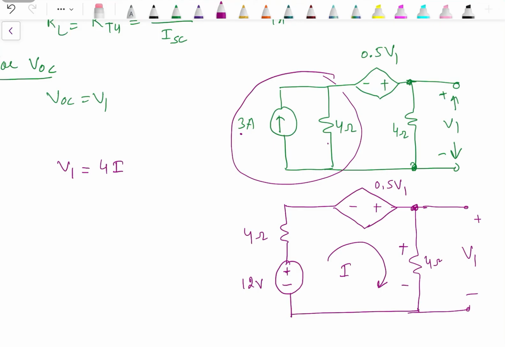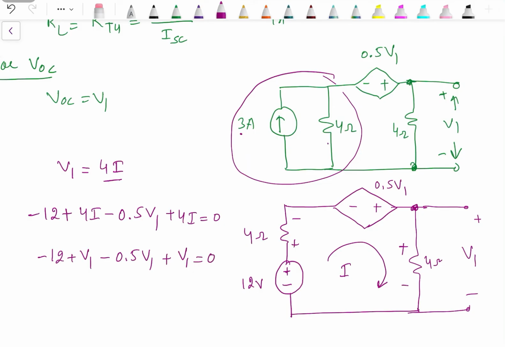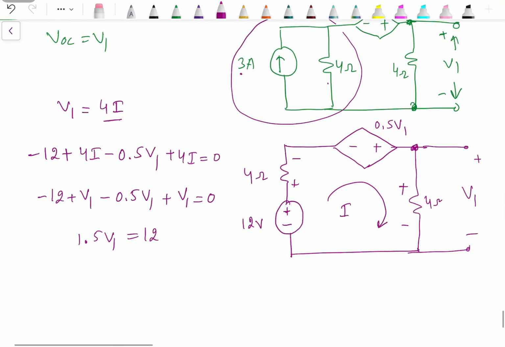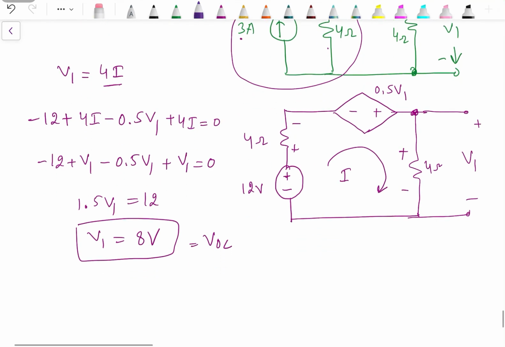We can apply KVL starting from 12 volt: minus 12 plus 4I minus 0.5 V1 plus 4I equal to 0. Now 4I is equal to V1. So minus 12 plus V1 minus 0.5 V1 plus V1 equal to 0. So 1.5 V1 equal to 12 and V1 is 8 volts, which is actually VOC. So one current source transformation simplified our circuit to a simple series circuit.